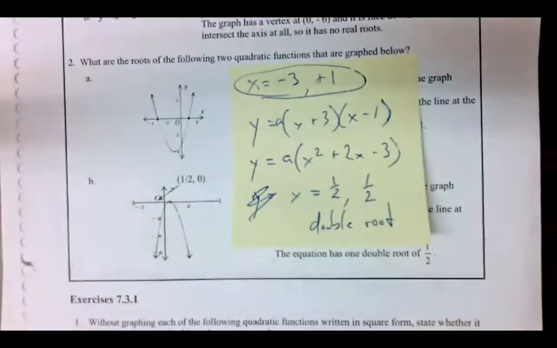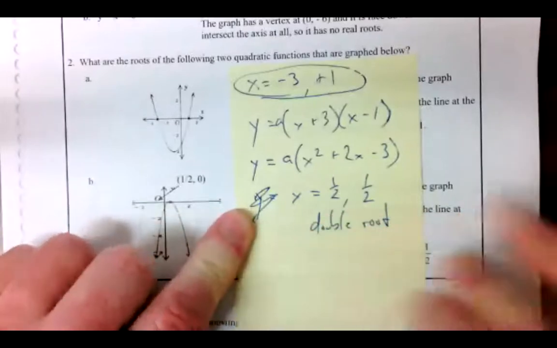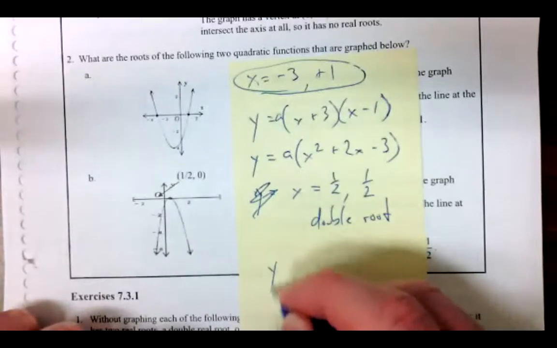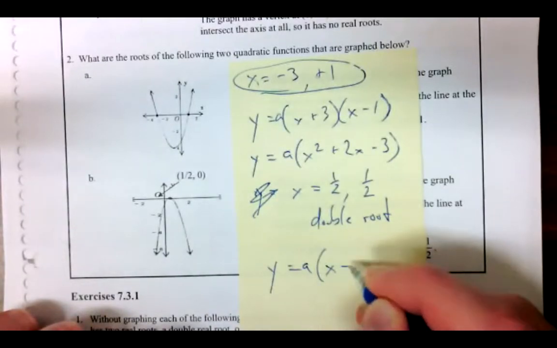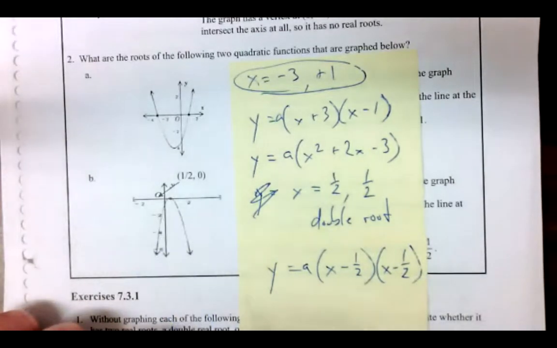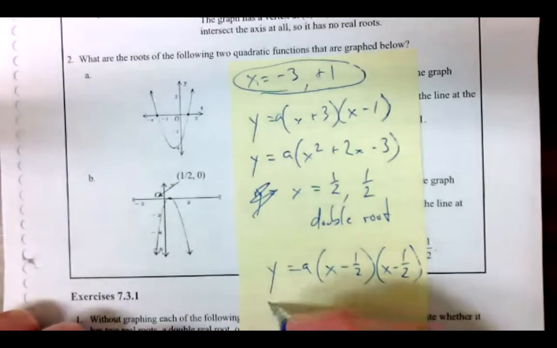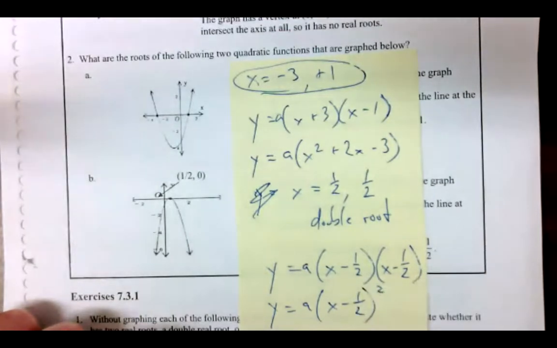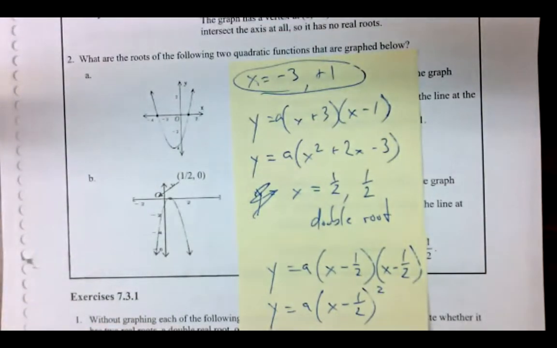The reason I'm doing all this work here is because of how I showed you this works out. So for this one, y equals a(x minus 1/2)(x minus 1/2). That would be the formula for this quadratic function. Another way of looking at it: y equals a(x minus 1/2) squared. Next year this would be y has 0 at x equals 1/2 with multiplicity of 2, which is the language of next year.